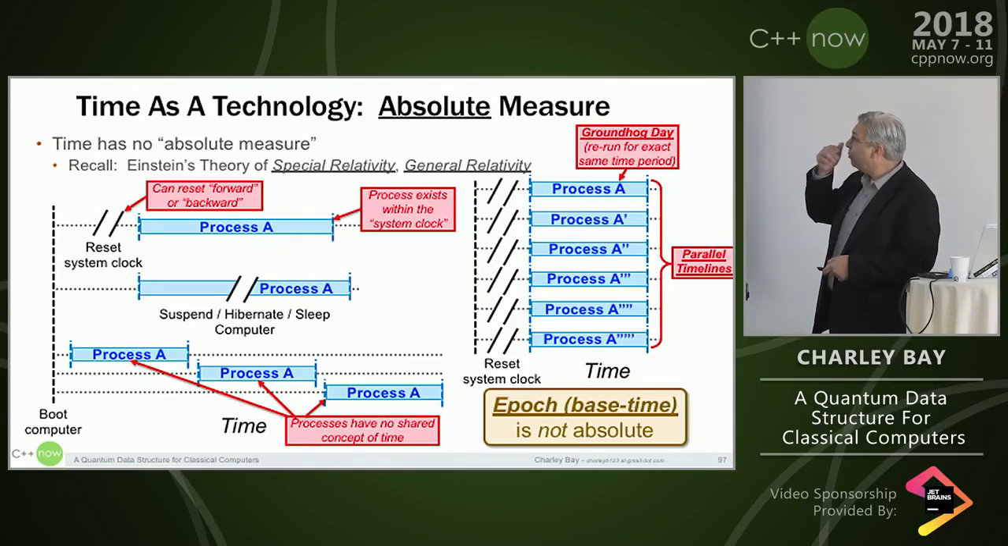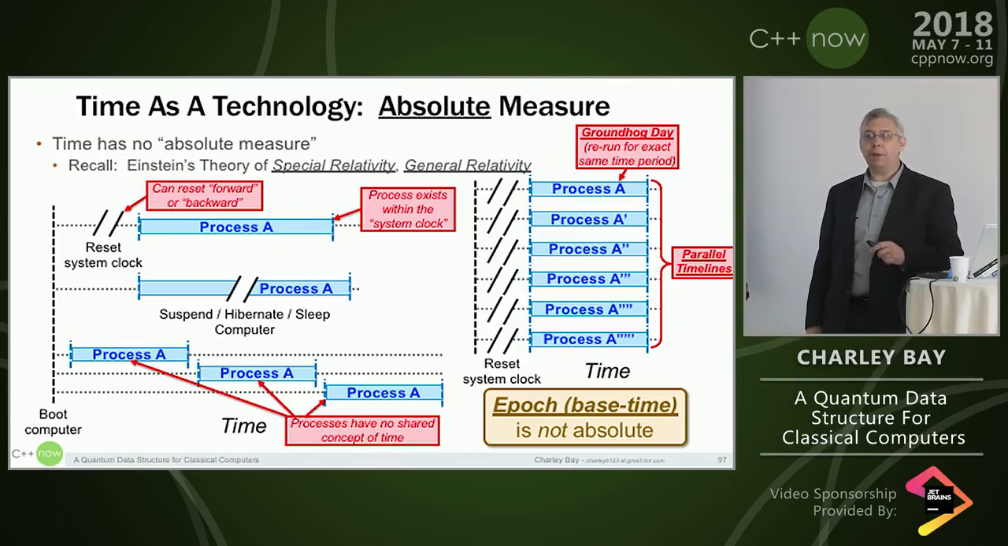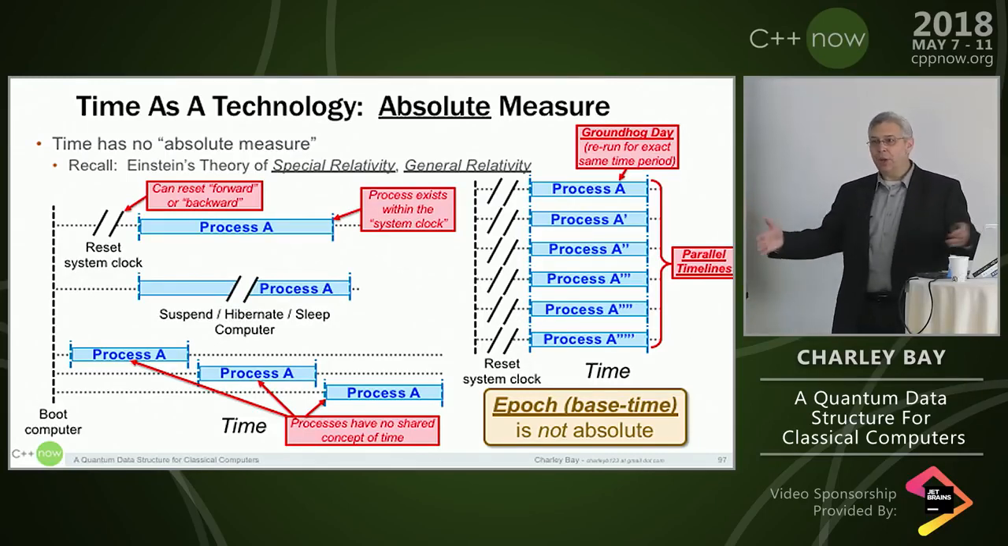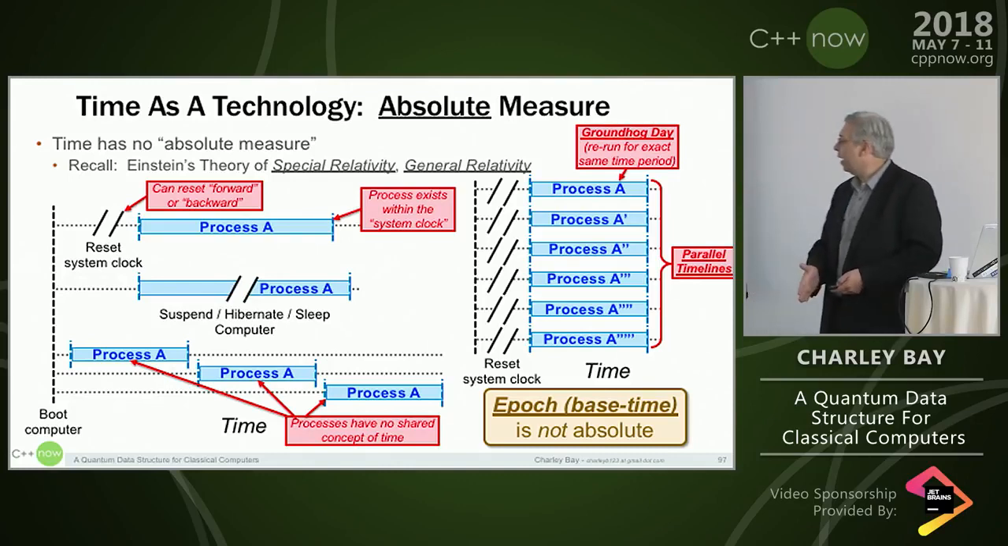And then, of course, this is Groundhog Day. I want to run the process, and I'll just reset the epoch every time. So this is the first time you ran Groundhog Day. You can repeat Groundhog Day as much as you want. So the duration is not fixed, but the epoch is also not fixed.